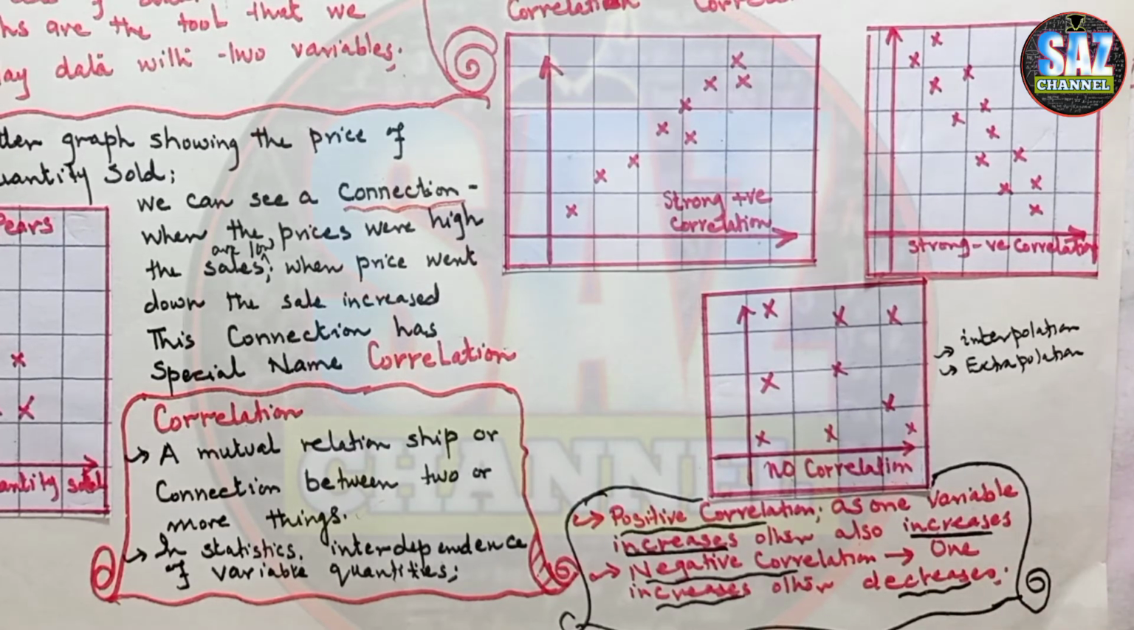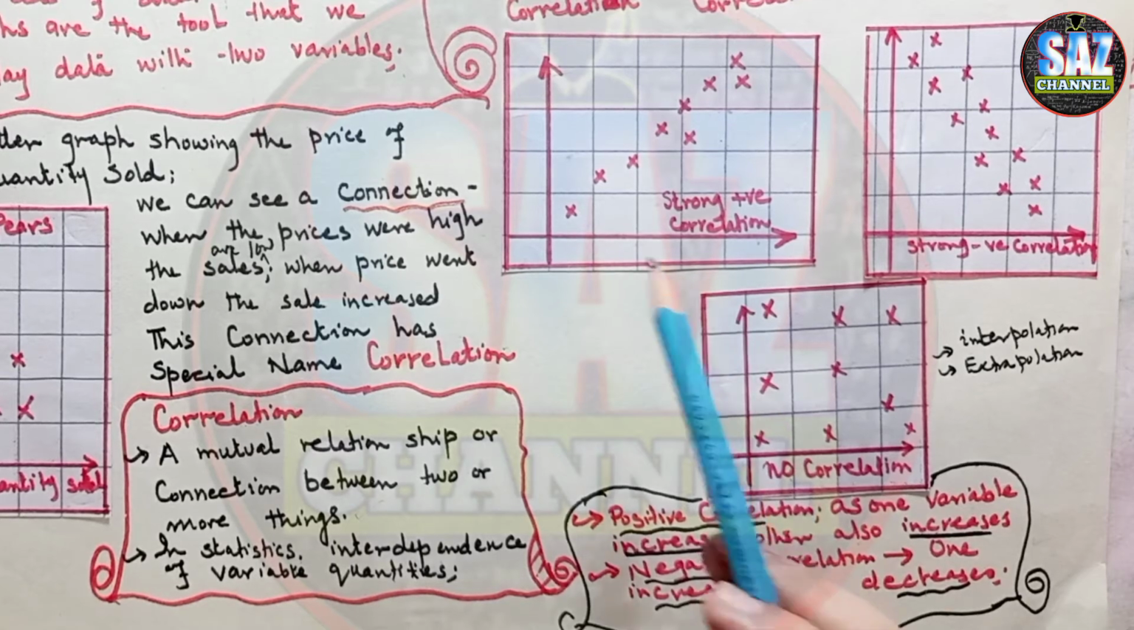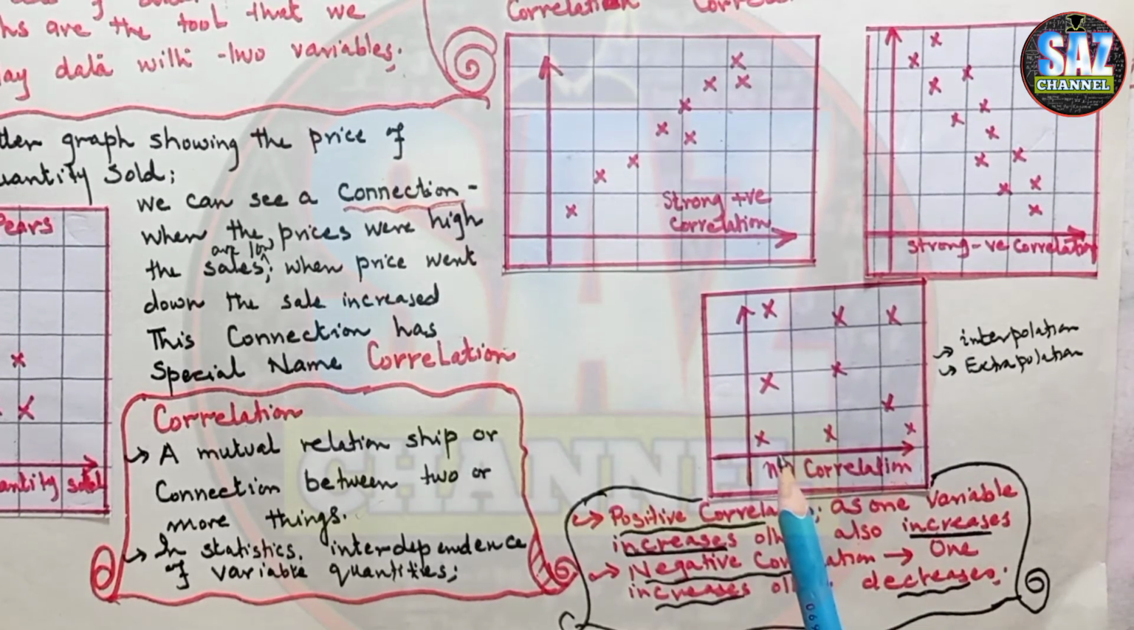I hope you are clear through this discussion about what a scatter graph is, what correlation is and the types of correlation. In your O-level examination, sometimes the question can come that a graph is drawn and you have to observe that graph and predict the type of correlation. So you have to keep these three diagrams in your mind and then you can easily decide the type of correlation.